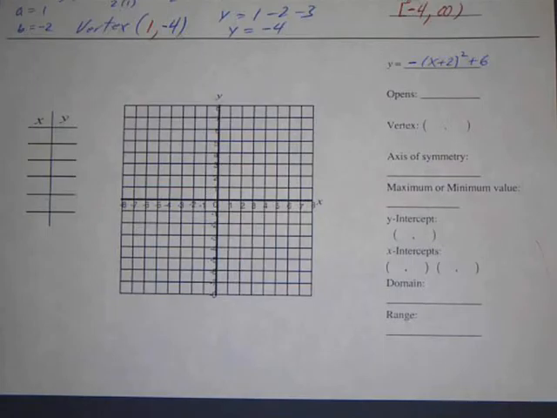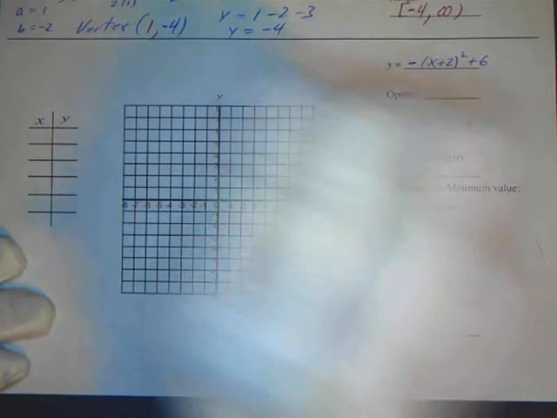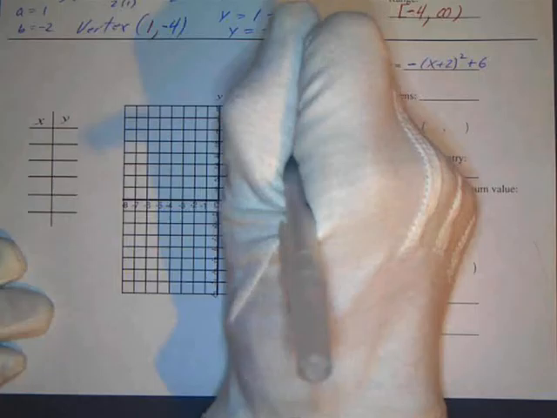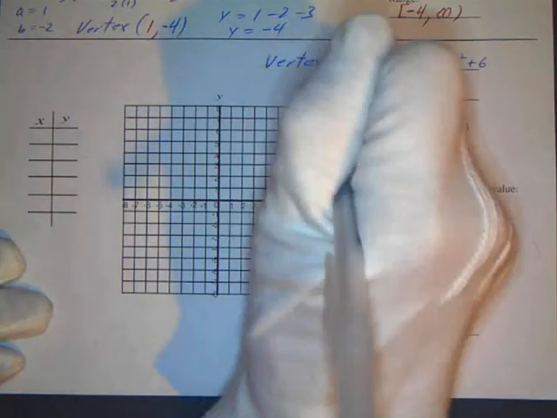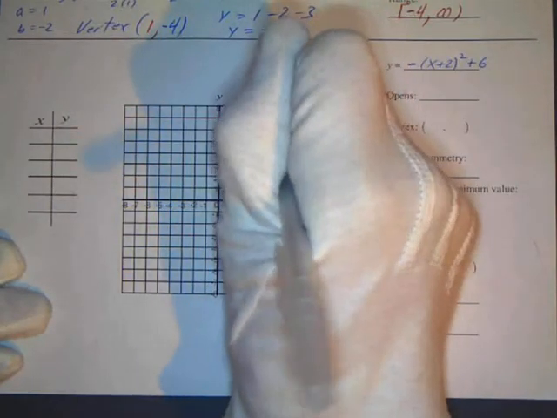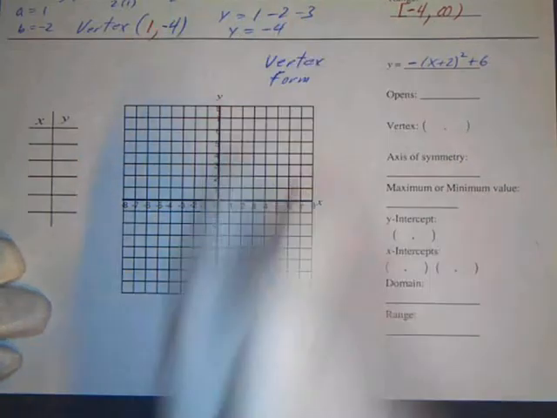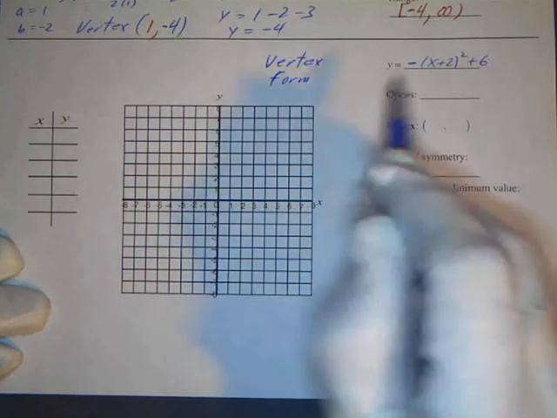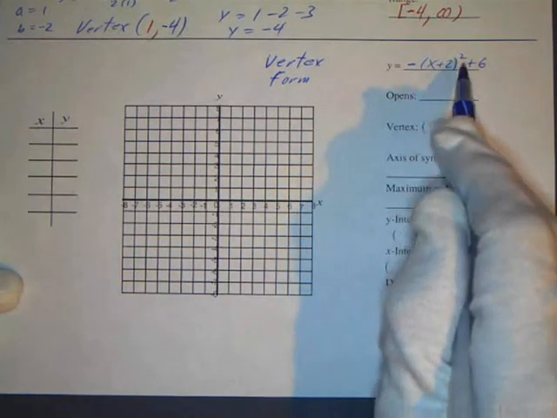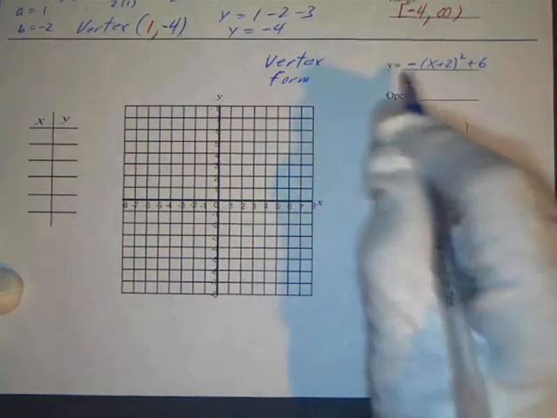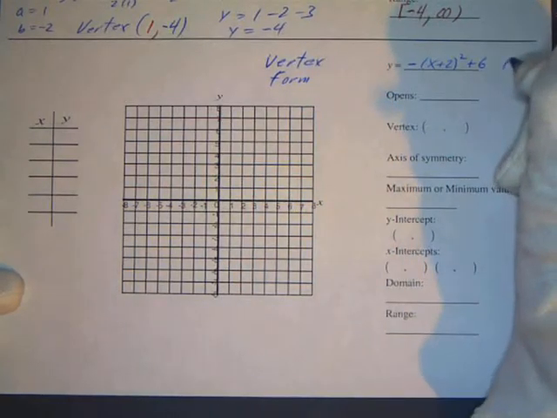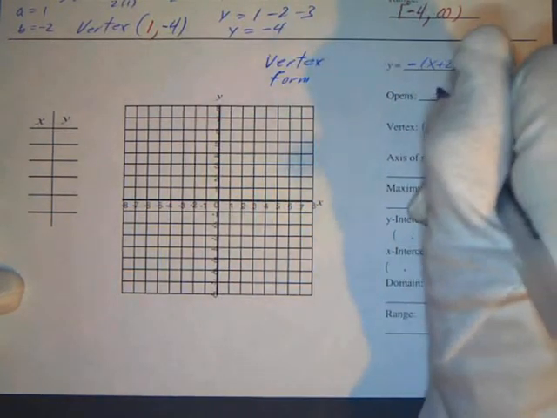Here's another example of graphing a quadratic equation, and this one now is in vertex form. So this is going to be a little different the way we approach it, but we get the same results. So this is in vertex form, y equals negative x plus 2 squared plus 6. And now since this is negative, we know it's going to be shaped like an N, so we can just say that it's open down. So that's easy.